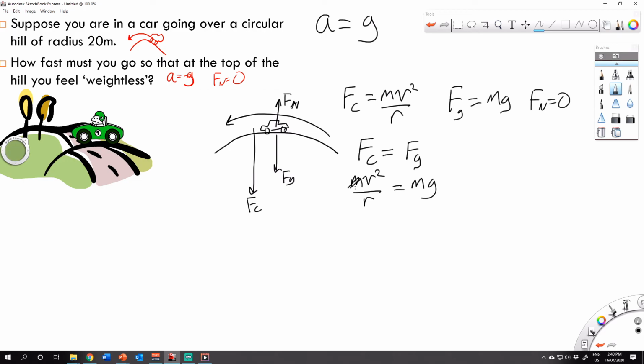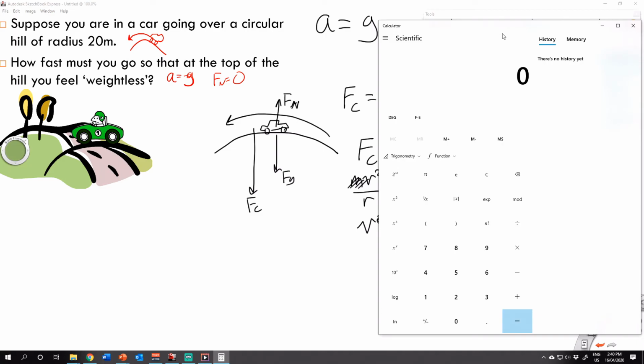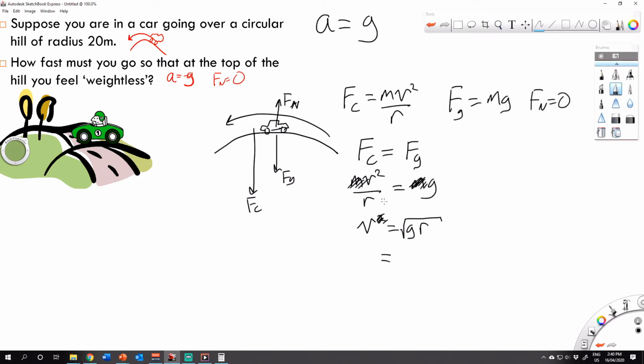The masses cancel out, so you can do this no matter how big or small your vehicle is. We can set v squared equals g times the radius, and then we'll just square root it to get rid of the square. So our total speed, gravity is 9.8, we have a radius of 20 meters, and then we'll square root this. 14 meters per second. So if we have a hill of 20 meters of radius, and we travel over that hill with a speed of 14 meters per second, then you should feel apparent weightlessness at the very top of that hill as you come cresting over.